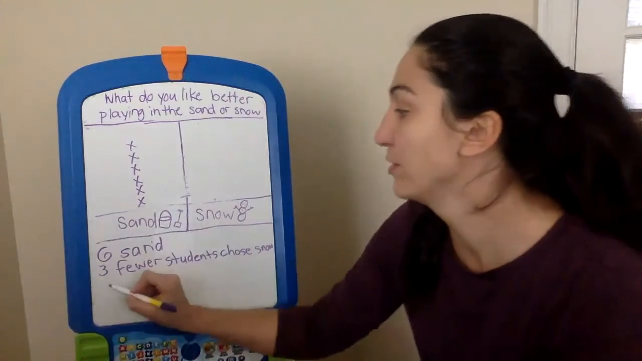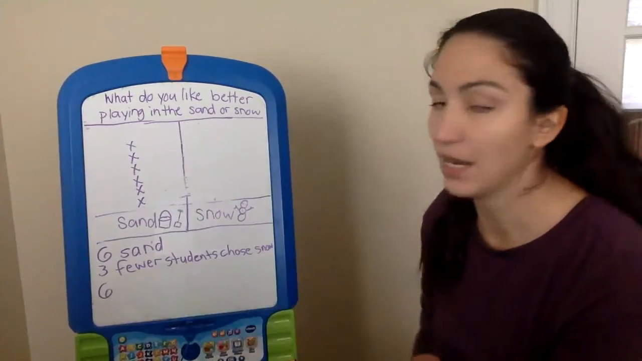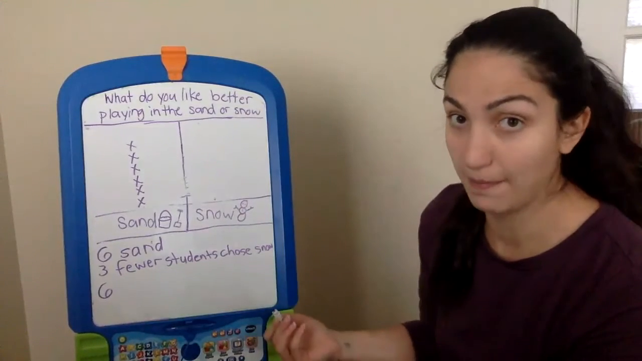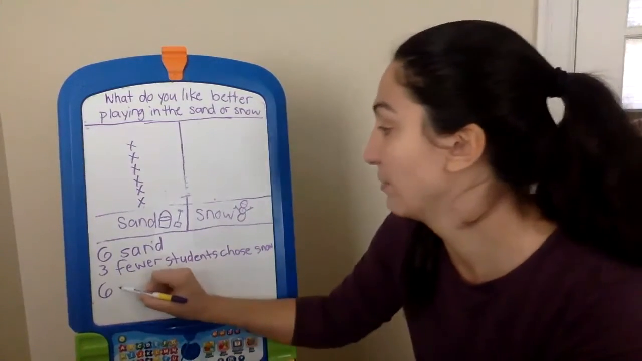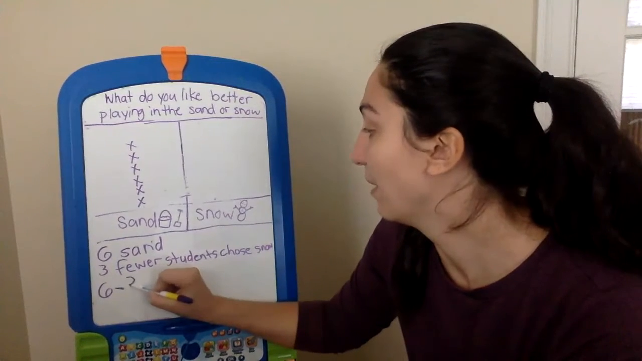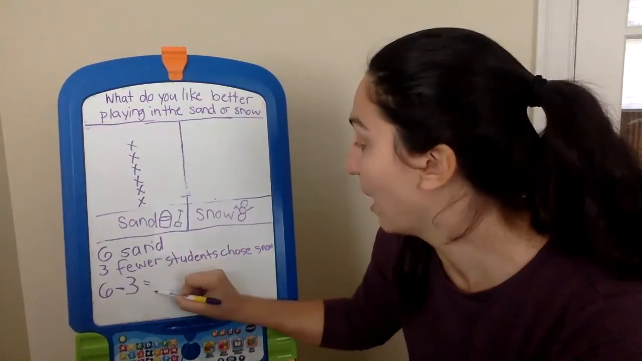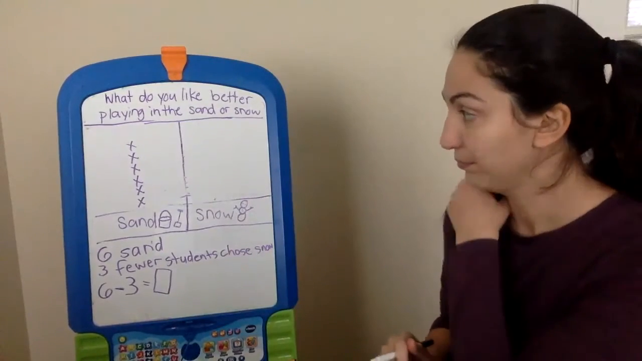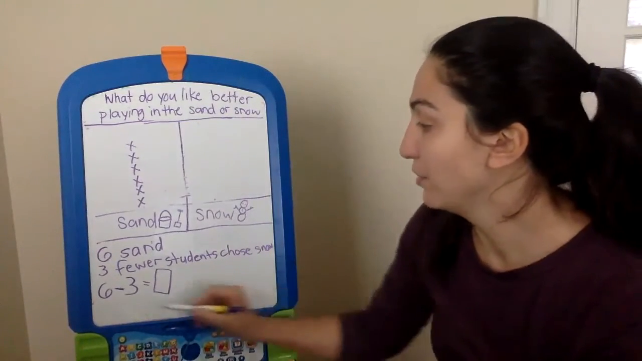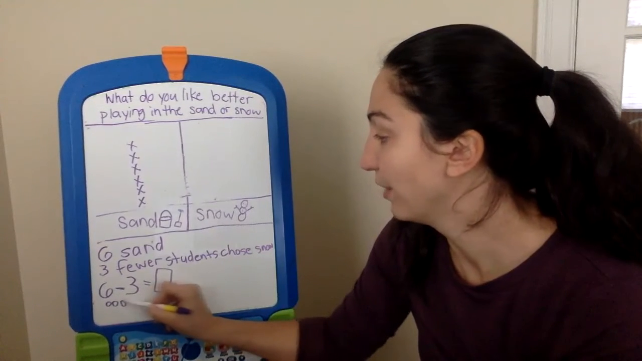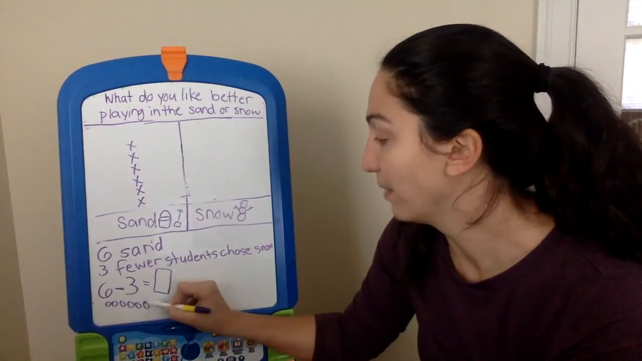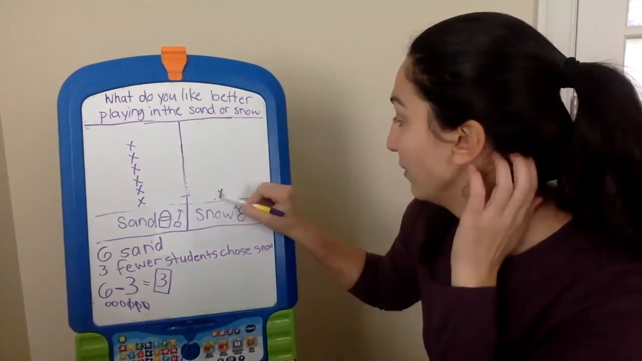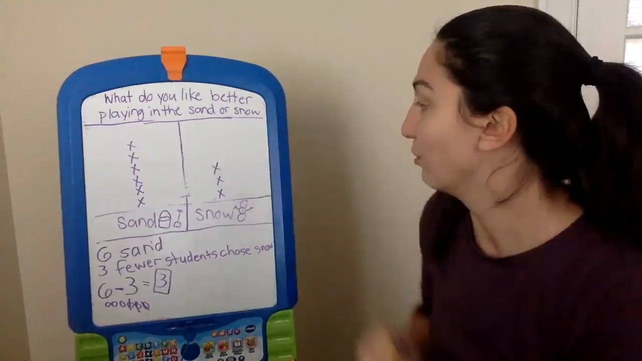Well, if 6 chose sand, I'm gonna put the 6 here, and 3 fewer chose snow, fewer to me means what? I hope you're all saying subtraction. And my number is here. And my unknown, so the number that I don't know, is how many chose snow. So I'm gonna do 6, 1, 2, 3, 4, 5, 6. And I'm gonna take away 3, 1, 2, 3, and my answer is 3. So 3 students chose snow.